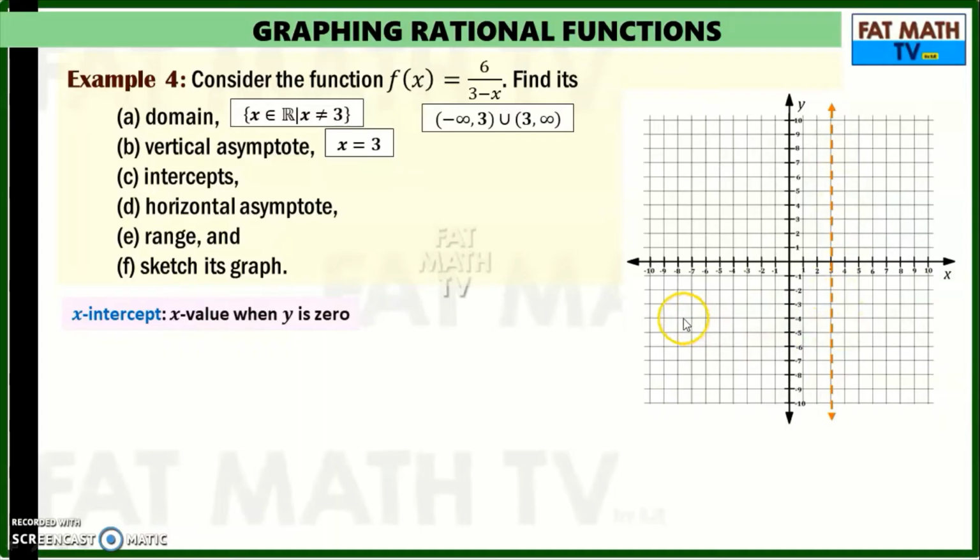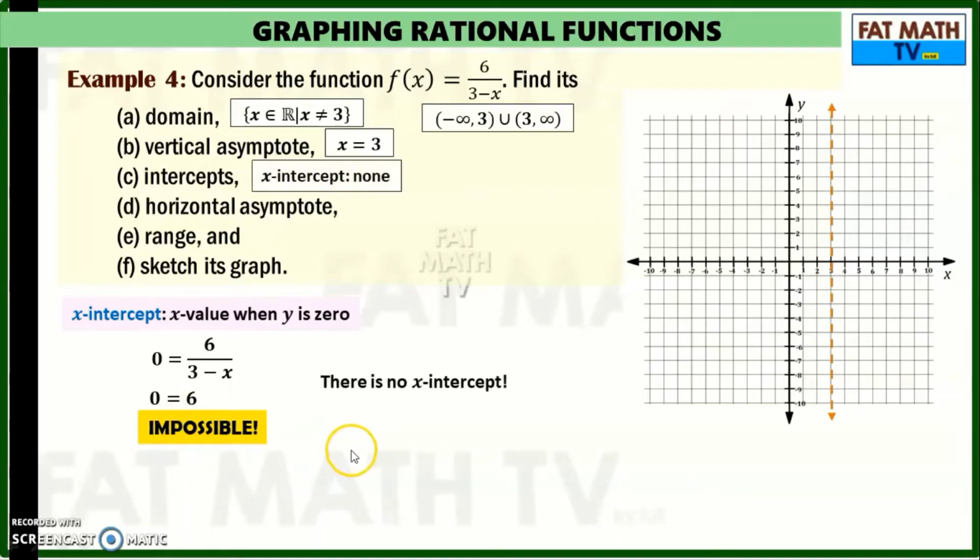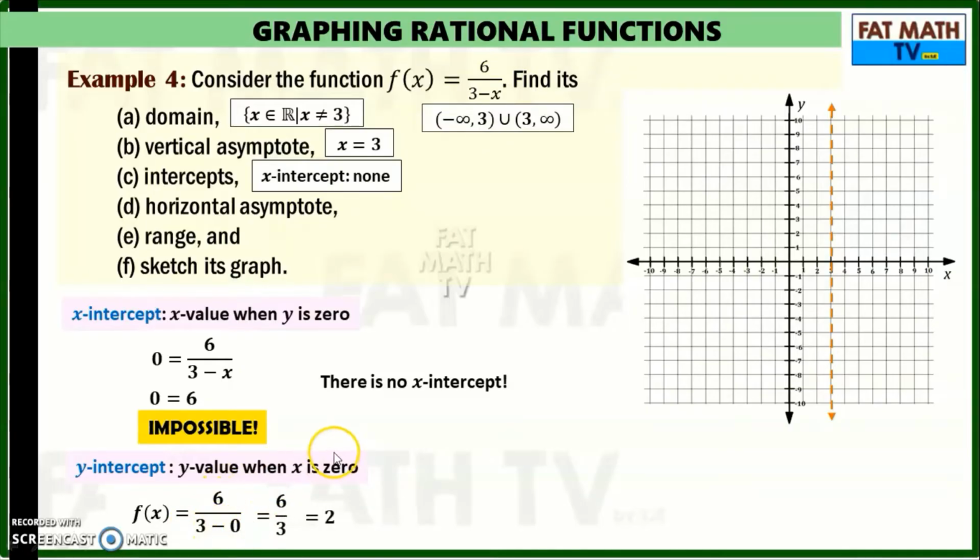For the x-intercept, make y 0. So 0 equals 6 over 3 minus x. So 0 equals 6, still not possible. So no x-intercept. So for the y-intercept, just make x 0 and solve for y. So make this x here 0. So 6 over 3 minus 0. So that's 6 over 3. So that's 2. So 2 is the y-intercept.